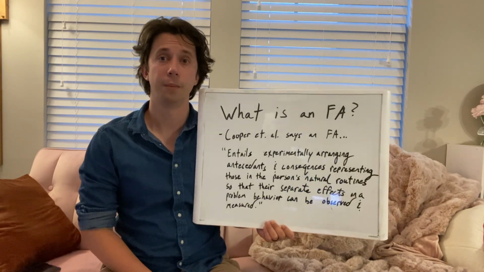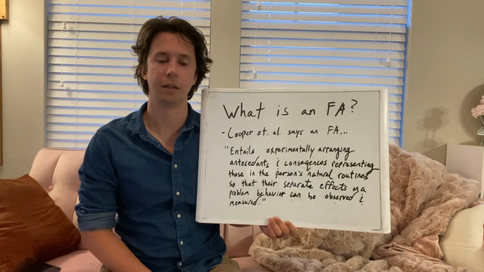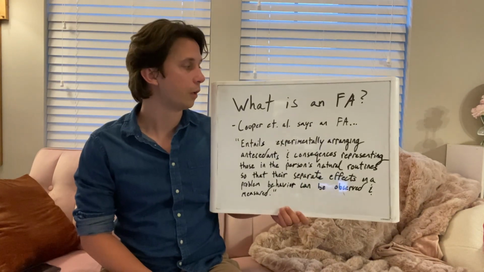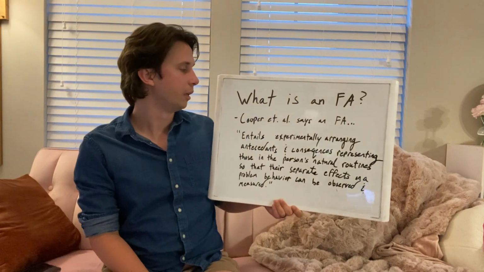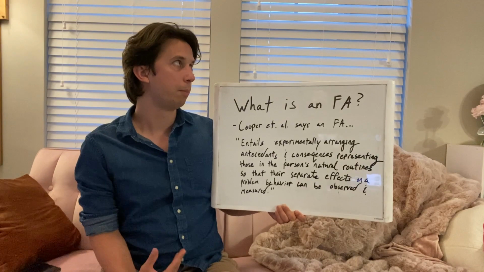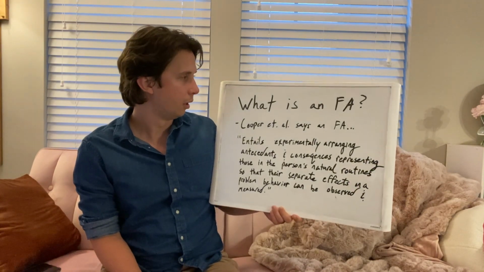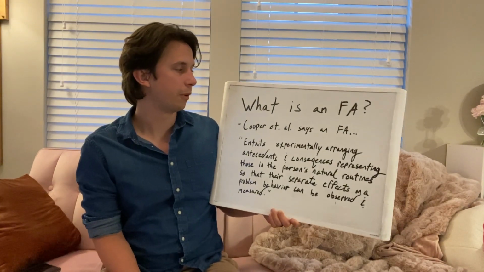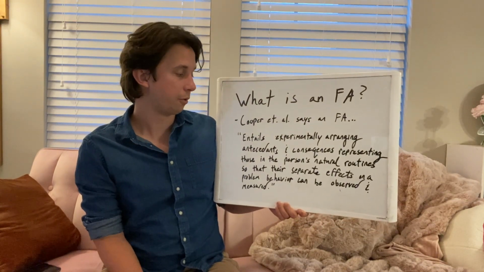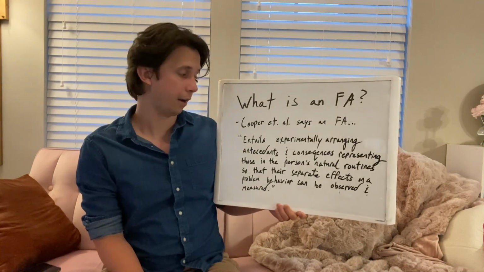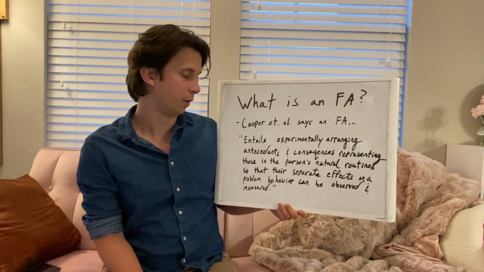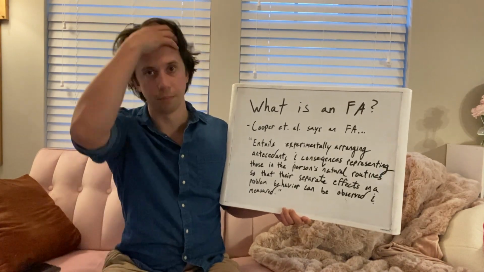In today's video, we're going to be discussing what a functional assessment is and the conditions that go along with it. So to begin, we're going to discuss what a functional assessment is. In the book by Cooper et al., Applied Behavior Analysis, 3rd edition, an FA entails experimentally arranging antecedents and consequences, representing those in the person's natural environment so that their separate effects on a problem behavior can be observed and measured.